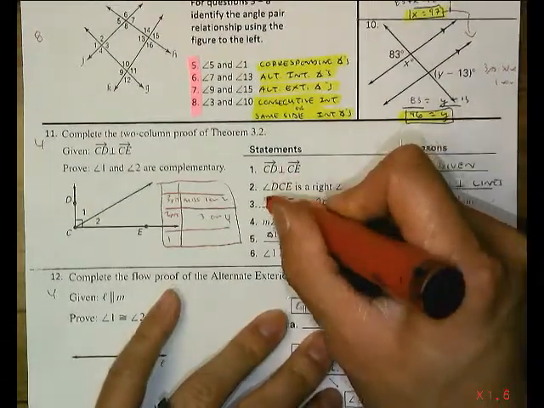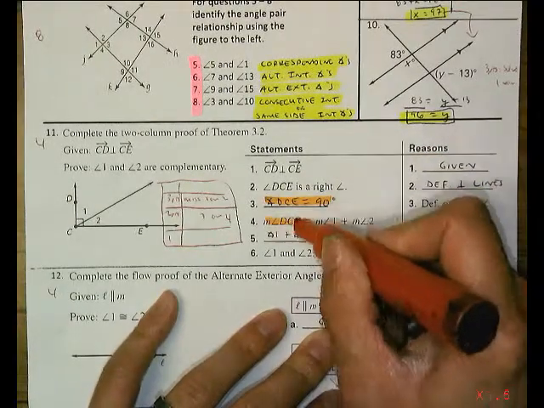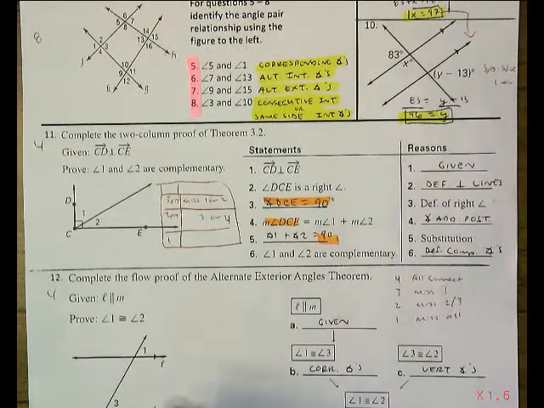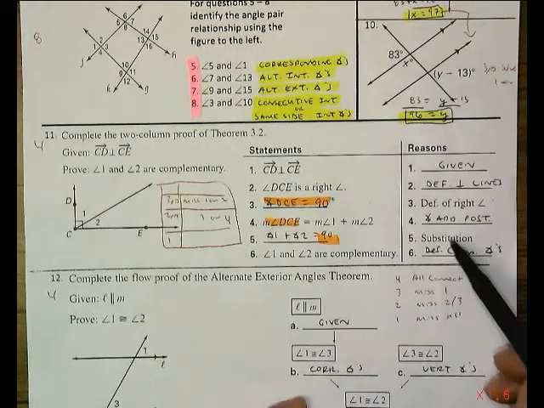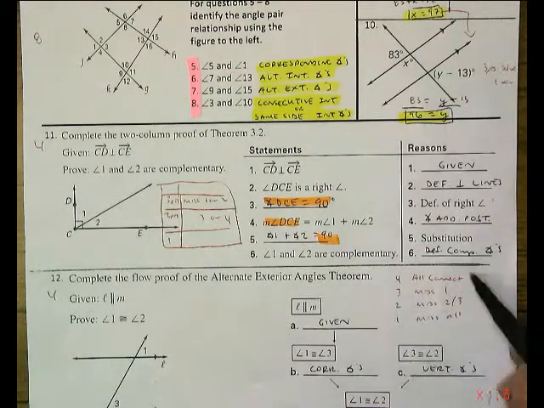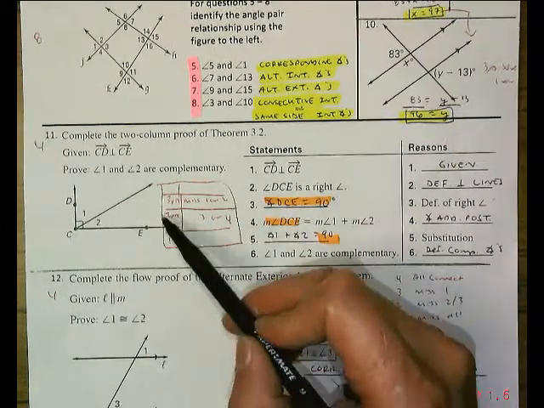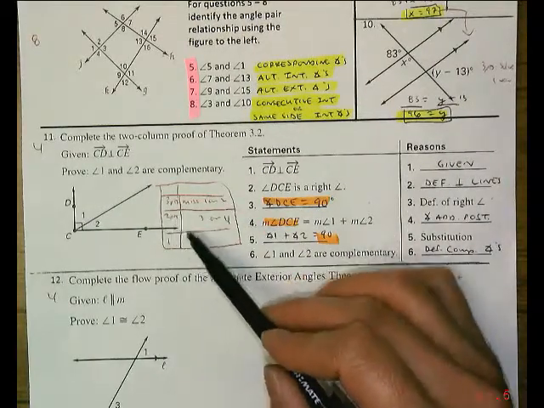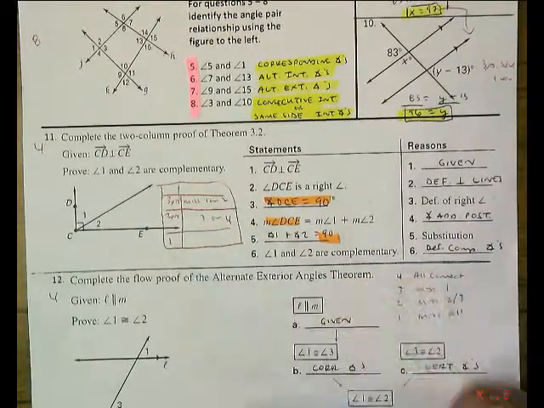Every time you see DCE, write 90. Here's DCE. So instead of writing DCE, I'm going to write 90. So we did a substitution there. And when you have 1 plus 2 equals 90, that's the definition of complementary angles. So I gave you 3 points if you missed 1 or 2 of the blanks, 2 points if you missed 3 or 4, and then 1 point for trying.